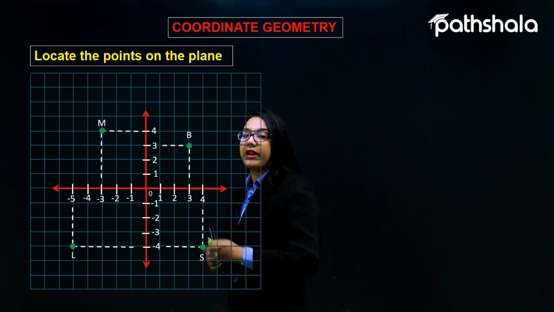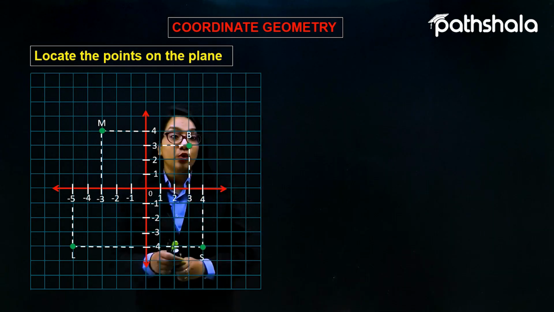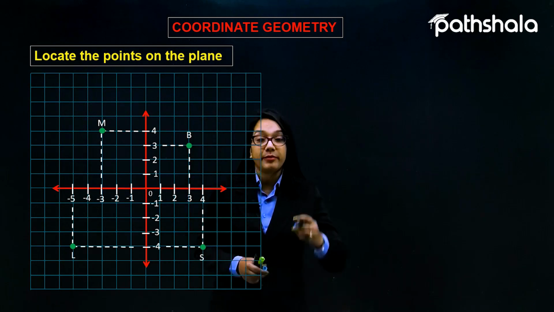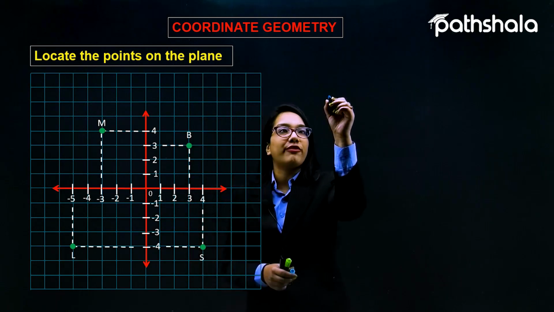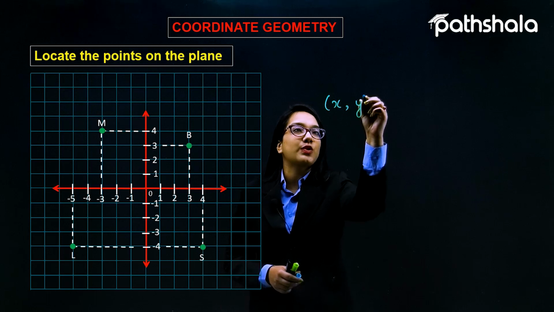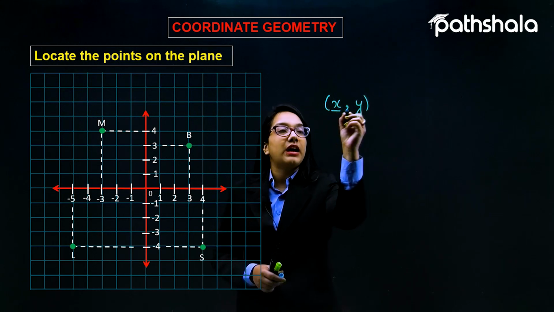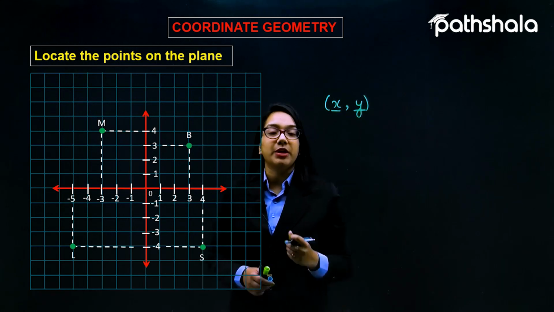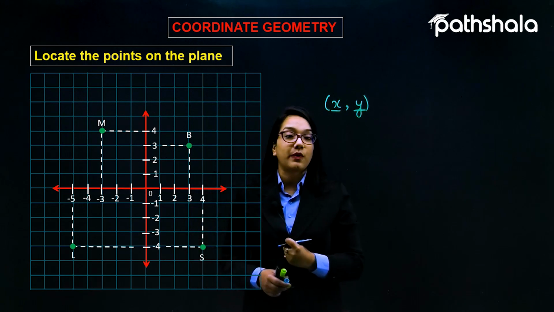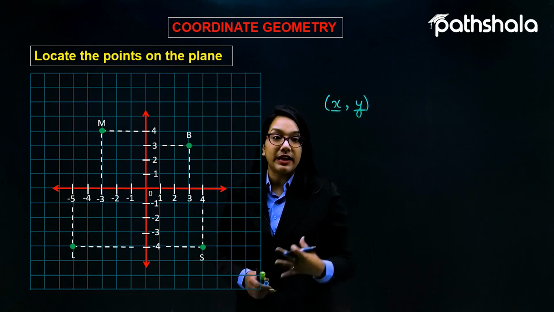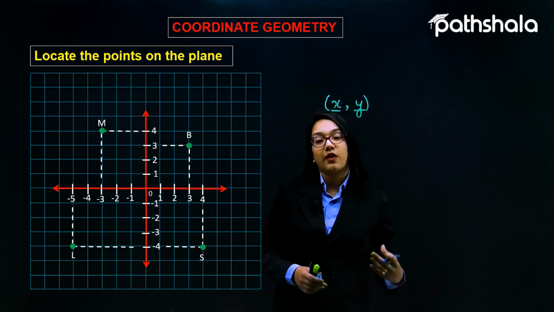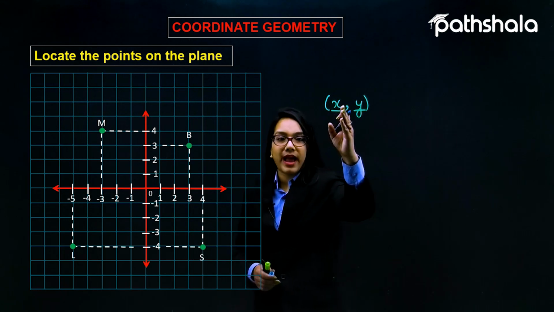So let's start with the point B. First of all, we know that the coordinates of the point B can be written in the form (x, y), where x is called the abscissa and y is called the ordinate. X is called the abscissa and y is called the ordinate. So let's talk about the abscissa first.